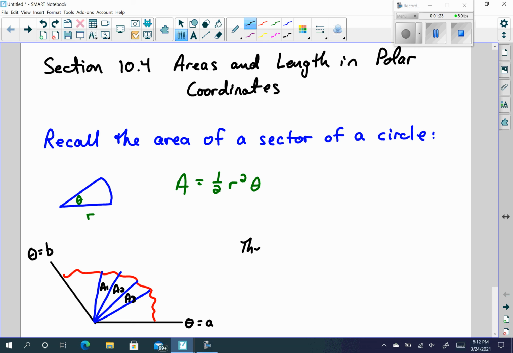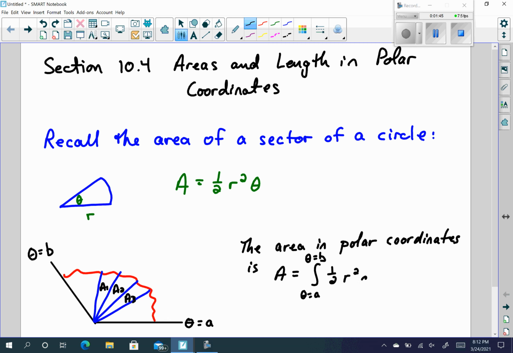So we would say that the area in polar coordinates is A is equal to the integral from theta equals A to theta equals B of 1/2 r squared d theta, where, again, r is a function of theta. So whatever our function is, that's what's going in for r.